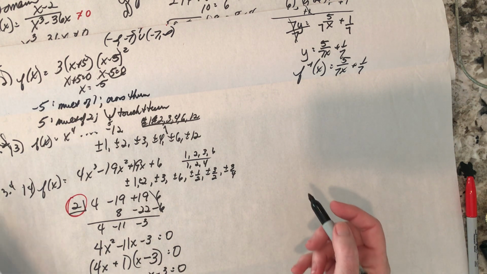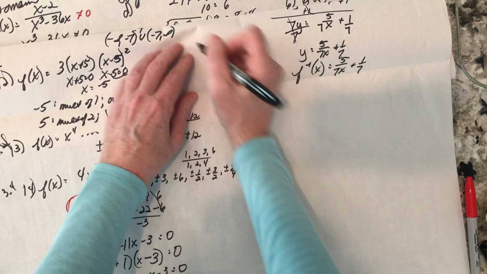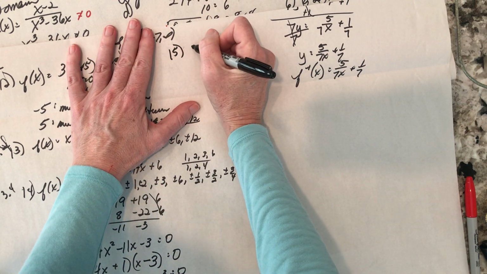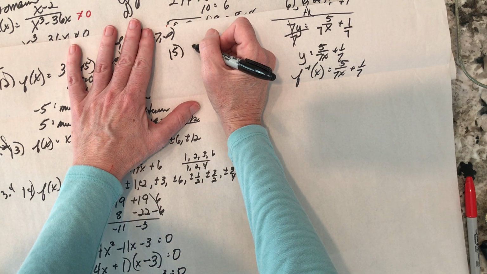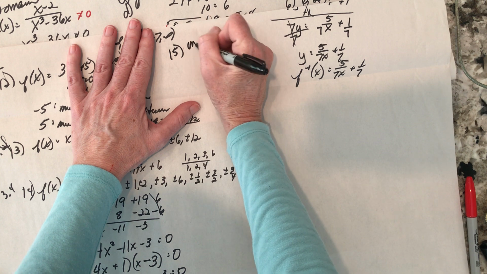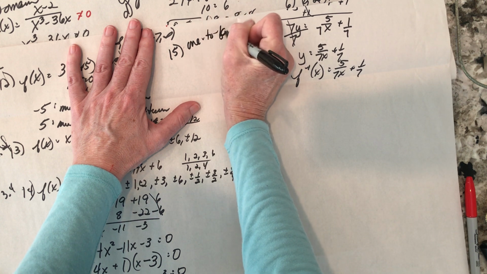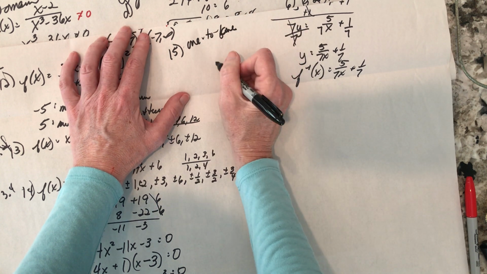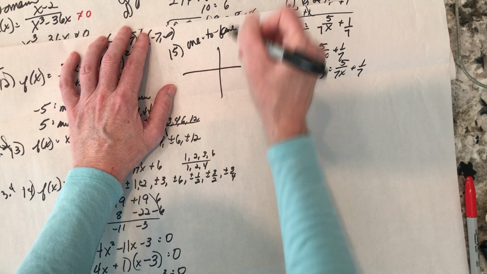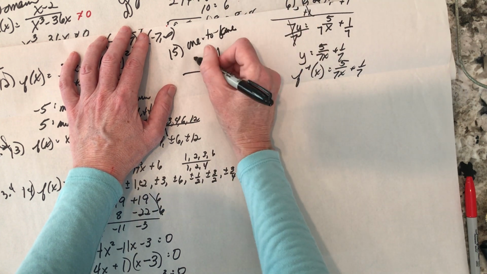Okay, number 15 is looking at, is it a one-to-one function? They're telling you you've got a function. That means that it will obey the vertical line test, no problem.